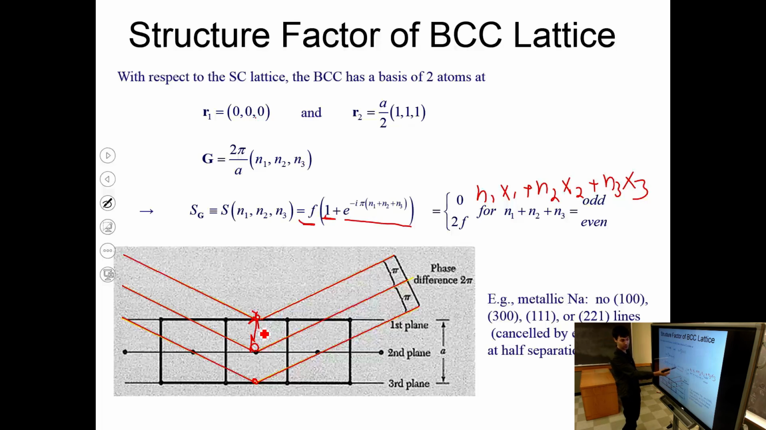You can also see it from this formula. So you will get 1 from the first term and -1 from the second term. So there is some kind of cancellation going on in the structure factor. So some of the planes are absent.